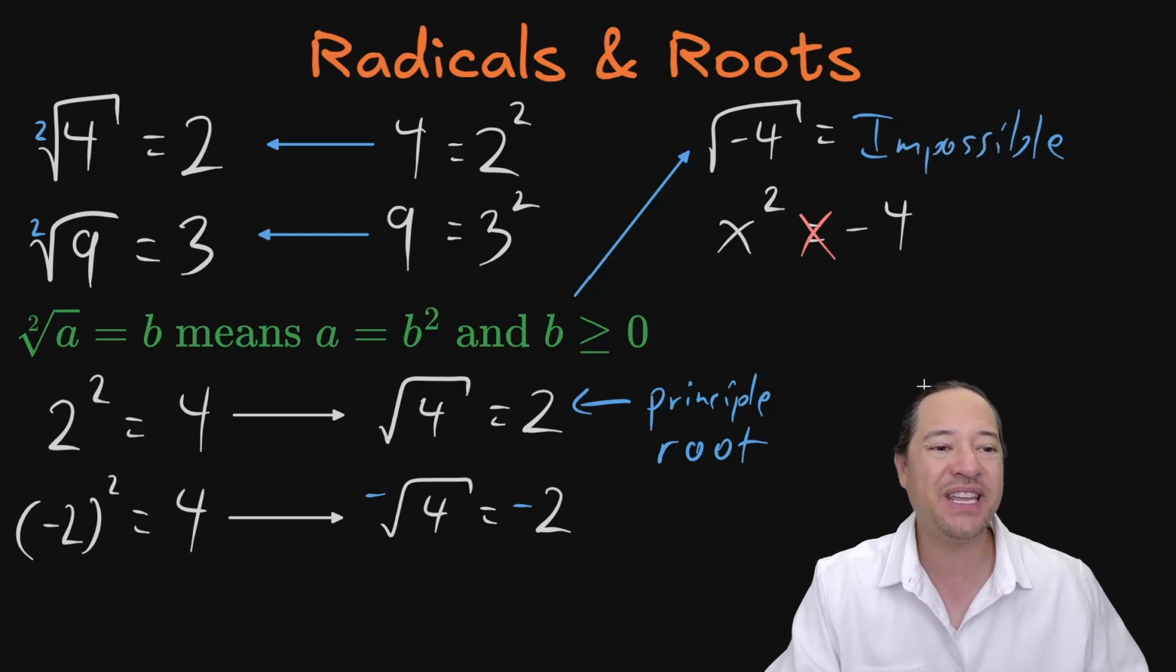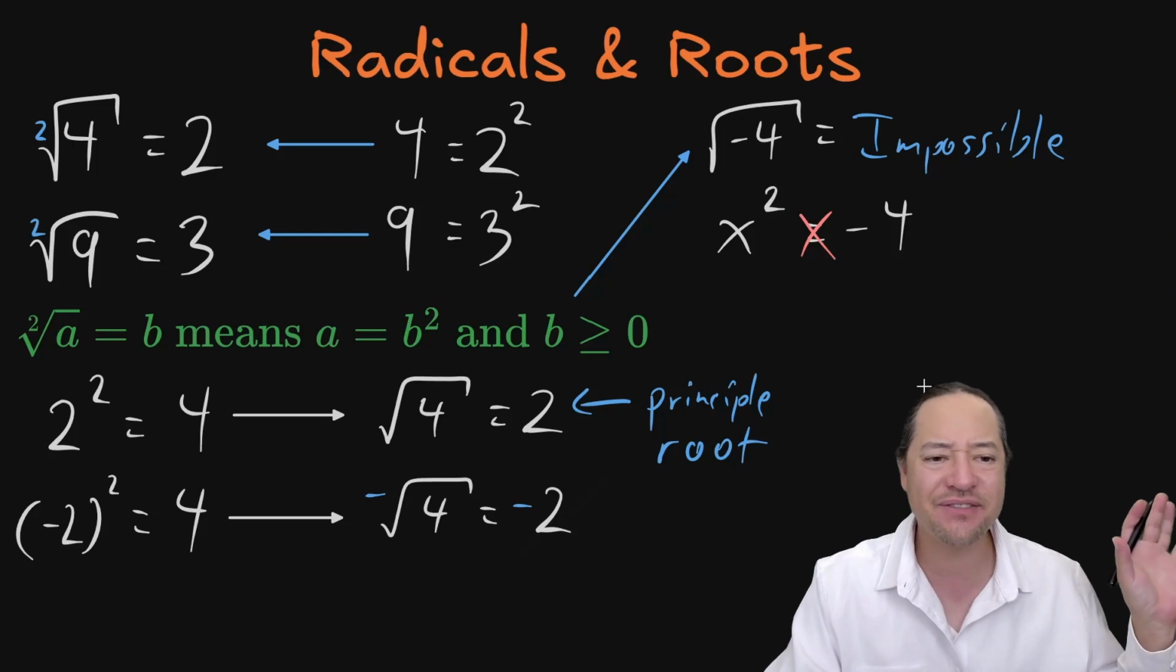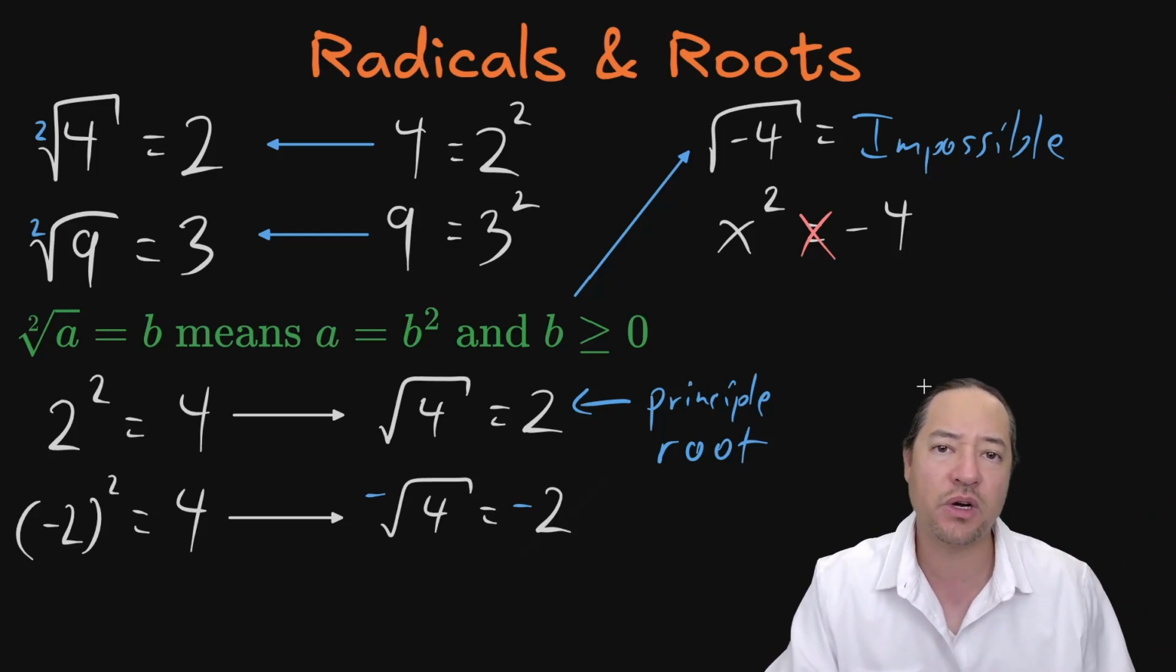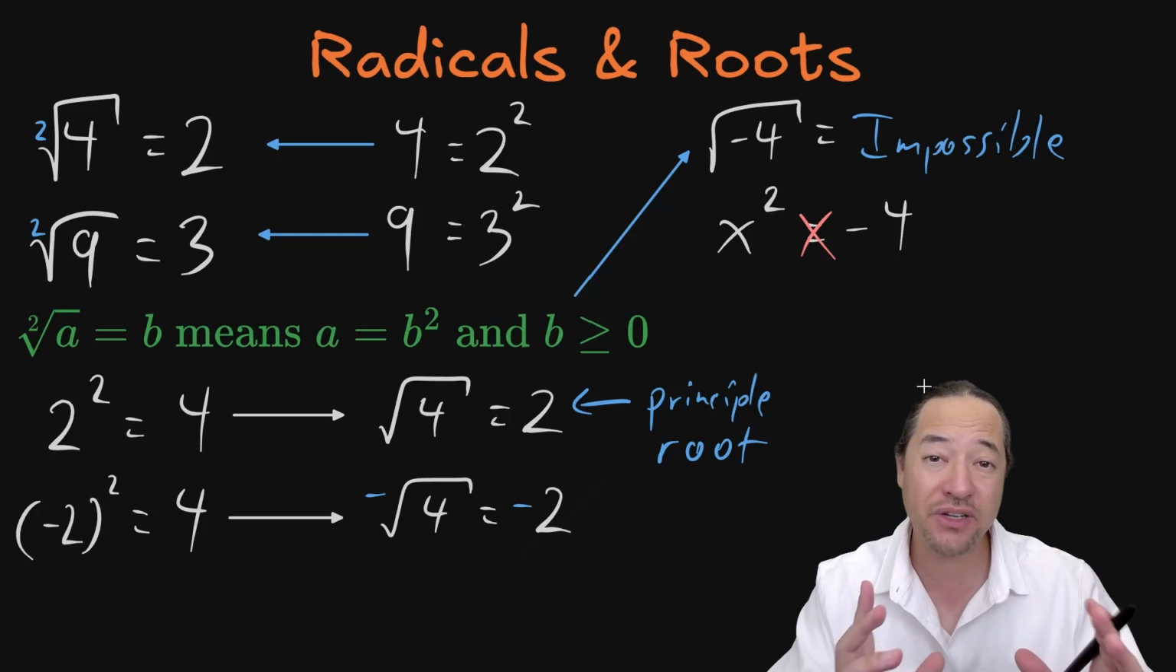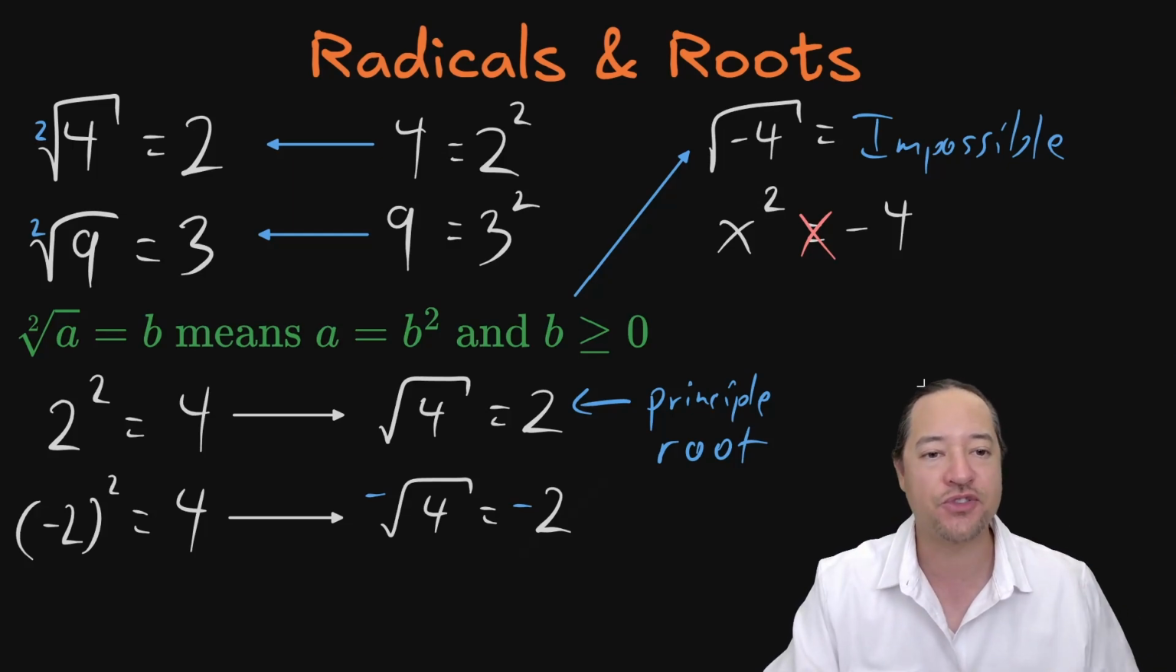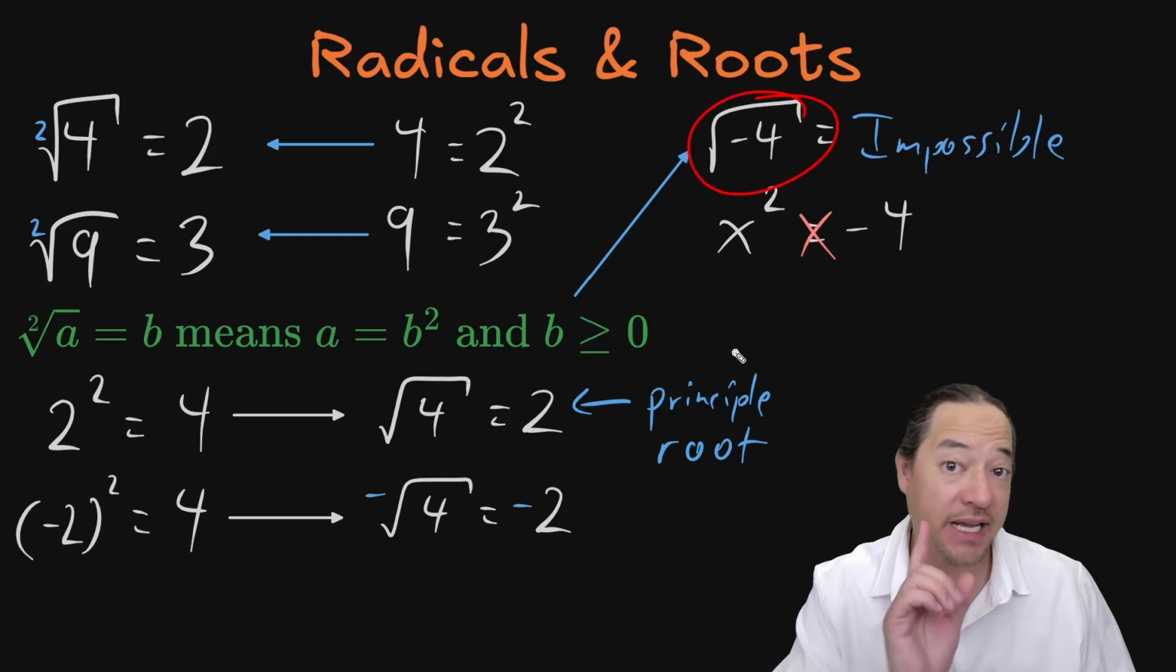I would have to invent a whole new kind of number in order to make this work. And actually that's possible. We can do that, and we're going to talk about that later. But for real numbers, this is not possible. So we cannot take the square root of a negative number.